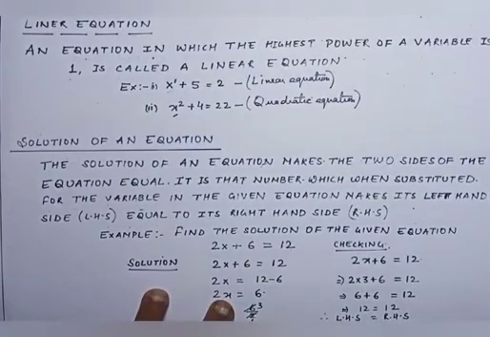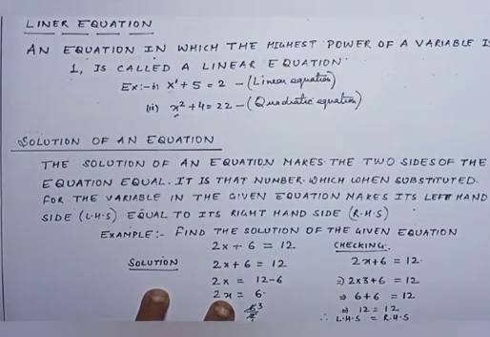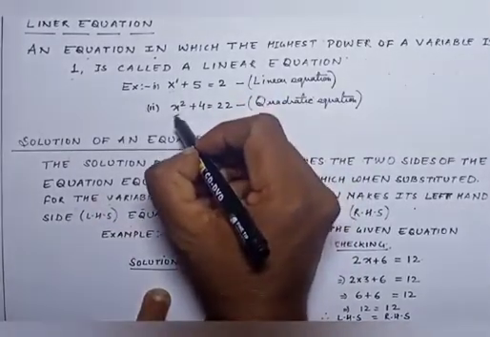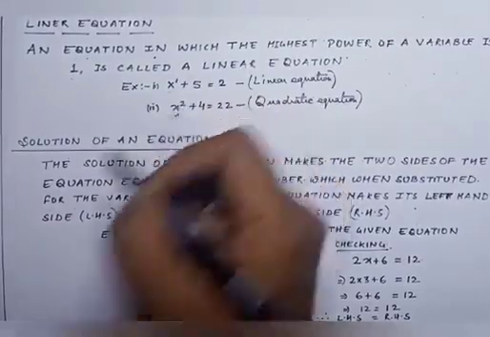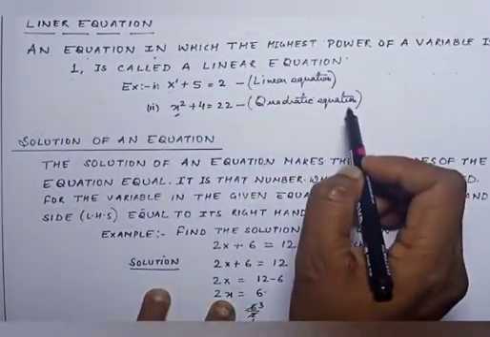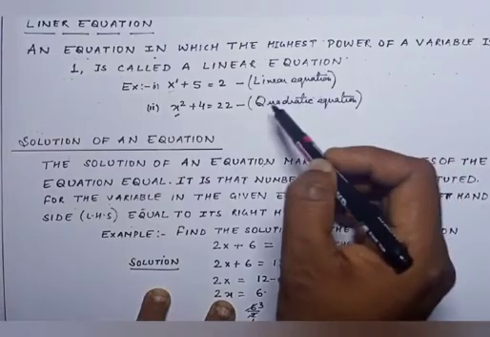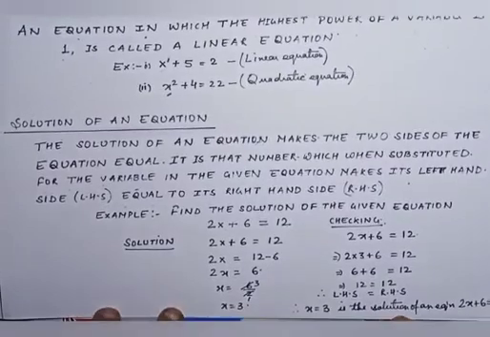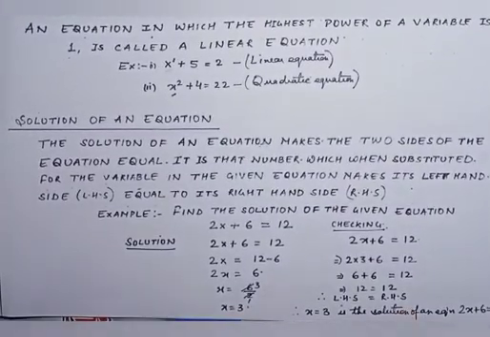If a single variable is given in an algebraic expression and the variable has the highest power as 1, then it is called a linear equation. And if a single variable is given whose highest power is 2, that is called a quadratic equation. That is the difference between linear and quadratic equation. Let us move to another topic, that is solution of an equation.